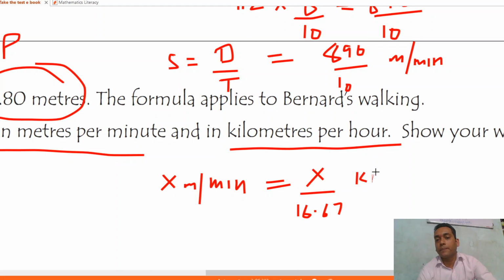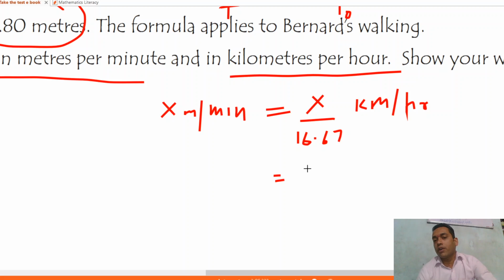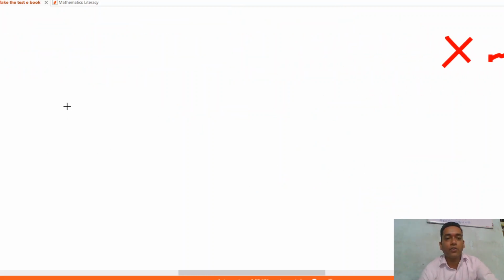Students generally don't like this because dividing by 16.67 is a bit tough. Or what you can do is multiply this x with 3 by 50. Eventually it will give you the same thing, 3 by 50, 16.67. So this is how you can convert meter per minute into kilometer per hour. And why this 3 by 50 or 16.67? The reason is quite clear. I'll just explain it once and then you can apply it.